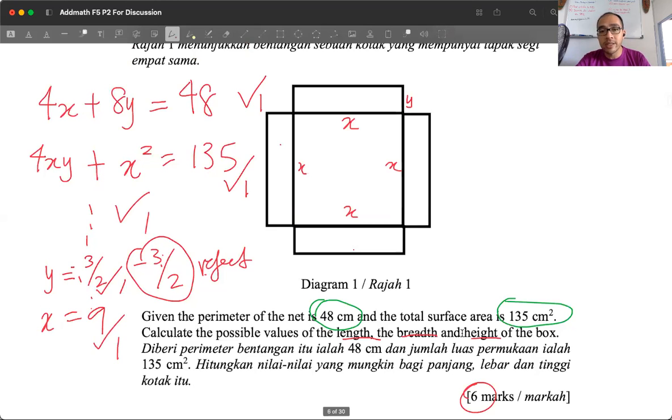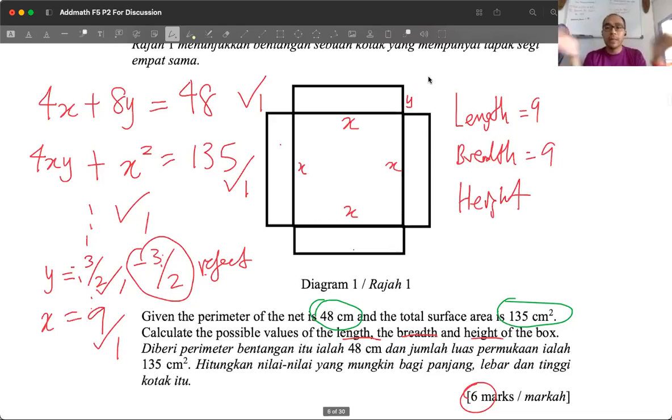So it's very dangerous. Dia suruh kamu nyatakan 3 benda. Length is panjang, breadth is lebar. This is the actual lebar. So you need to mention that the length equals to 9, the breadth lebar equals to 9, and the height. Okay, the height is y. Sebab bila kamu buka, bila kamu lipat balik ke kotakan, ketinggiannya sebenarnya adalah y. Okay, the height is actually 3/2.